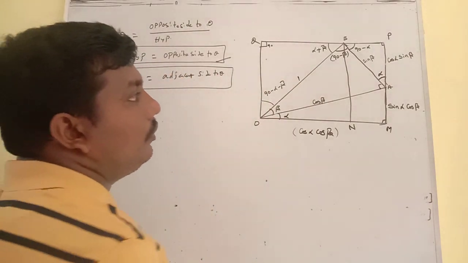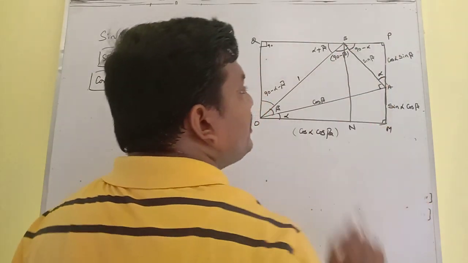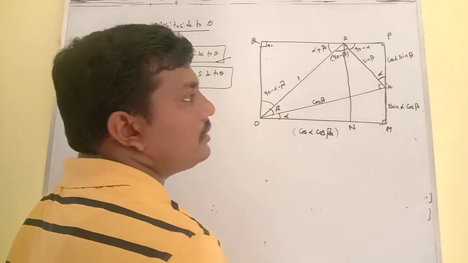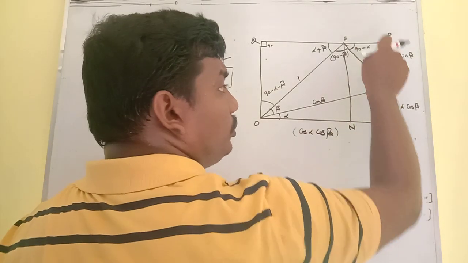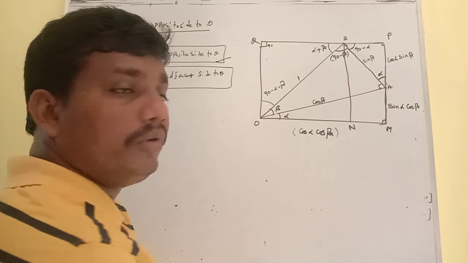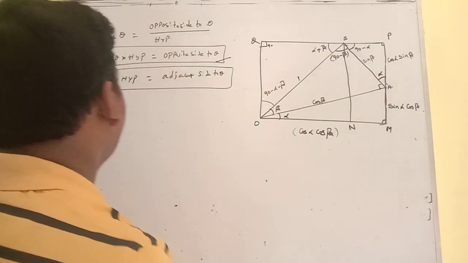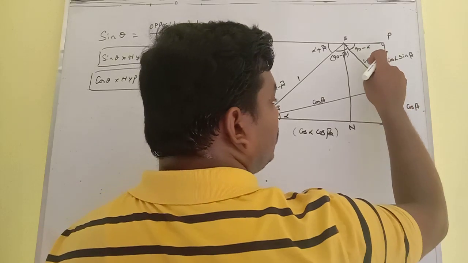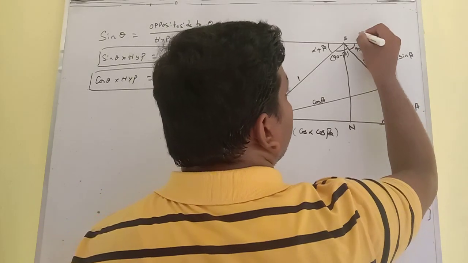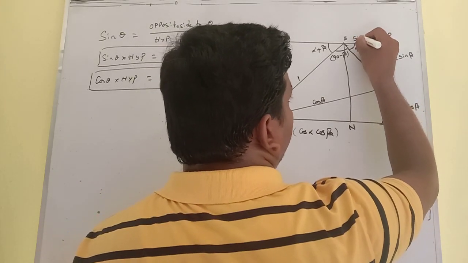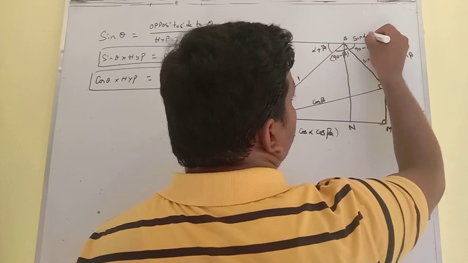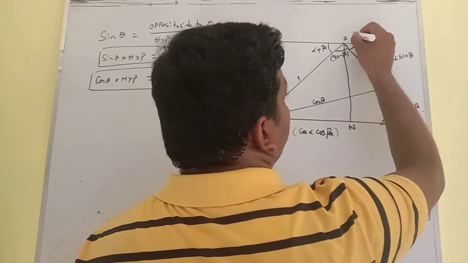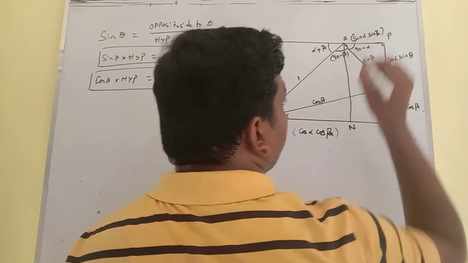Okay. Now what about BP? PB is nothing but the opposite side to alpha. Whenever it is the opposite side to alpha, what is the opposite side formula? Sin theta into hypotenuse. So theta means alpha. The hypotenuse is also sin beta. That is sin alpha sin beta.